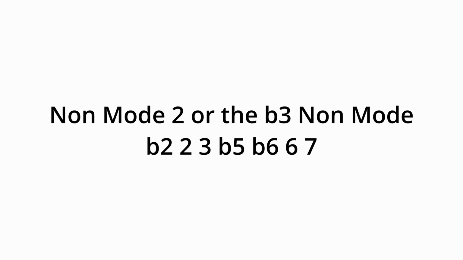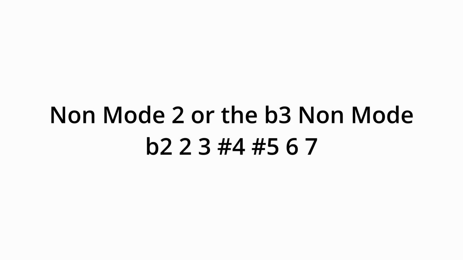All right, now on to non-mode number 2, which is the flat 3 non-mode. Now this one has an intervallic construction of flat 2, 2, 3, flat 5, flat 6, 6, and 7. Now that's the flatted version. Let's take a quick look at the sharp version. So we have flat 2, 2, 3, sharp 4, sharp 5, 6, and 7. So again, we get a lot of sharp 4s, a lot of sharp 5s, bunch of different alterations. And this is something that's going to be common among these non-modes. Why? Because they are being fitted in those flatted positions.